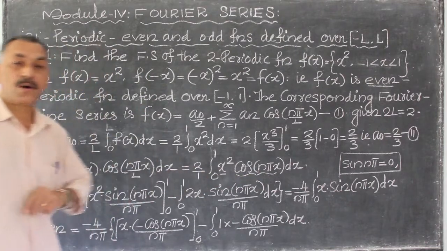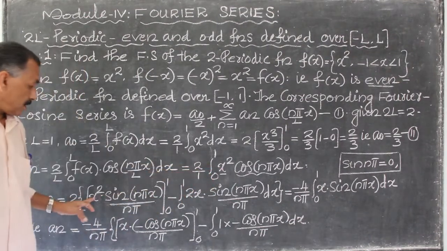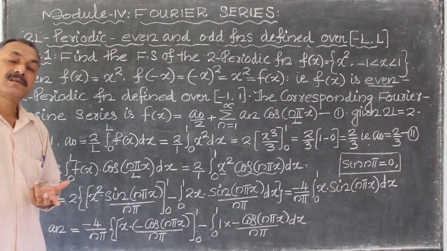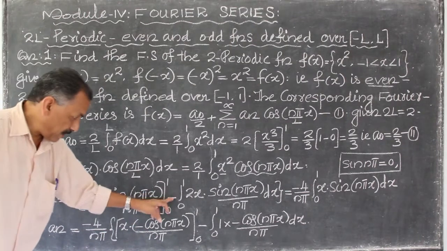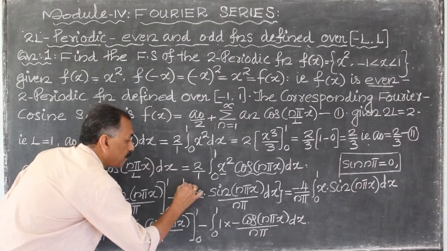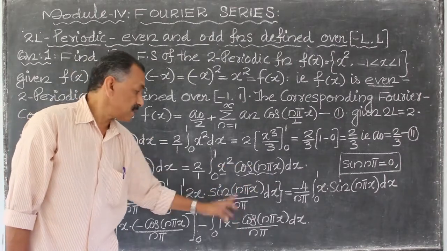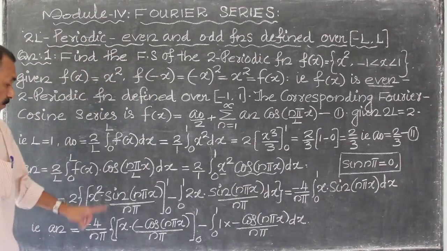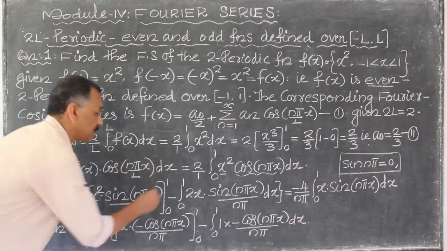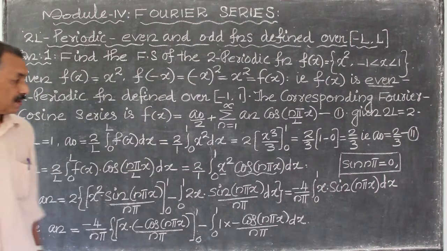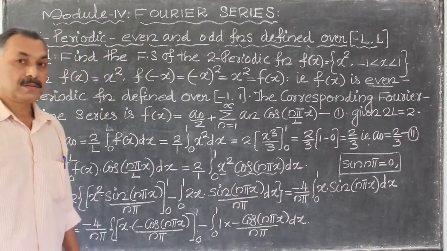First function this one, second cos n pi x. That is a n is equal to 2 into 2 by 1, first into integral of cos n pi x. What is the integral of cos n pi x? It equals sin n pi x divided by n pi, between the limits 0 to 1. First into integral of second, minus integral of derivative of first, derivative of x square 2x, into integral of second, sin n pi x by n pi into dx.